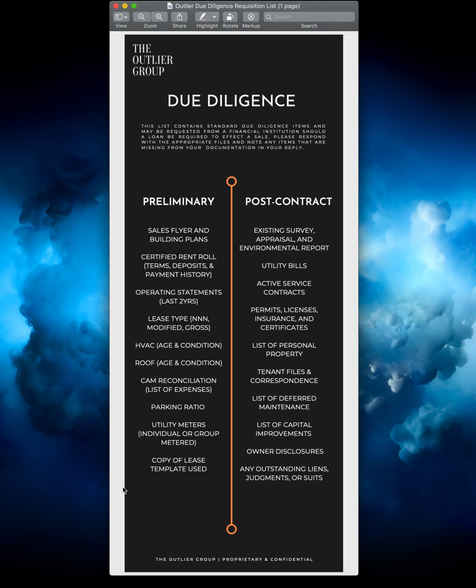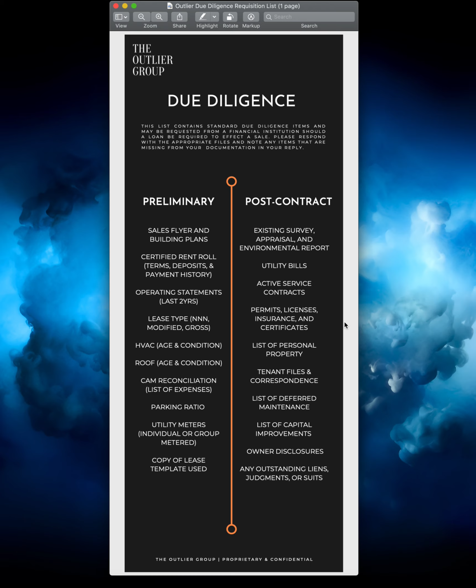Utility meters, copy of lease, again, these are all things that we're going to ask for. We might not primarily get them. But once you go to contract, you're going to start validating this information. The stuff that you did get, you're going to start validating, and you're going to start requesting more serious things. You definitely want utility bills now. You want to see what the actual expenses look like.